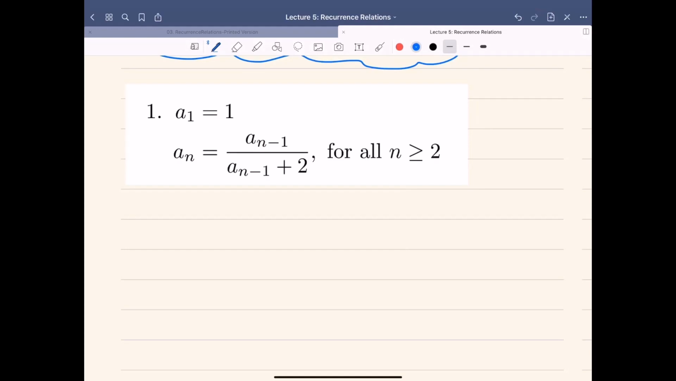First, I will take the reciprocal of this equation. So the reciprocal, we will have 1 over an is equal to an minus 1 plus 2 over an minus 1. So it looks like here you are dividing 1 over n, and then you are dividing 1 over this value, so it will turn over, and this is the equation that we are going to have.